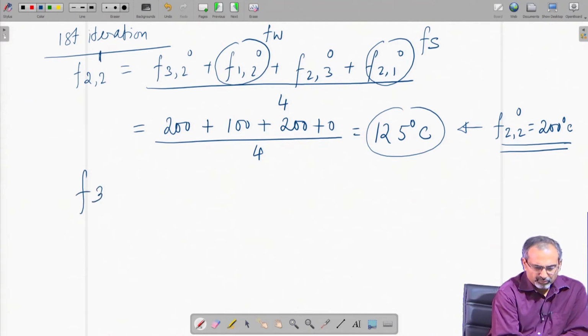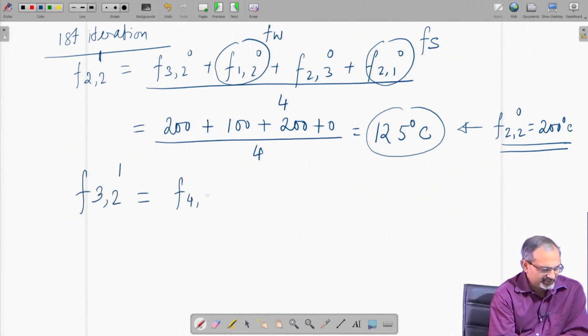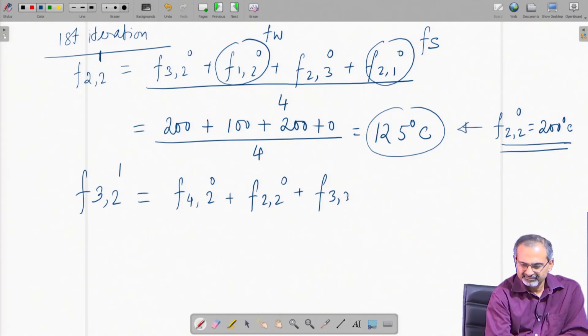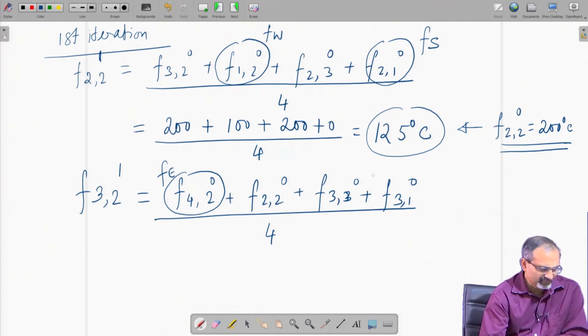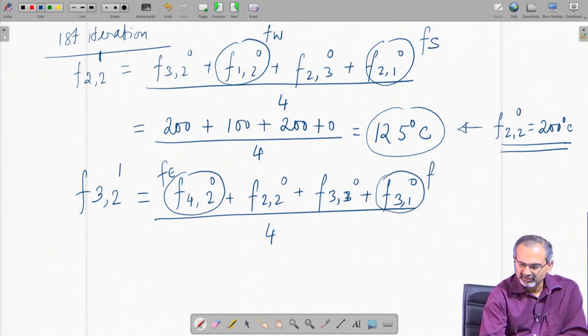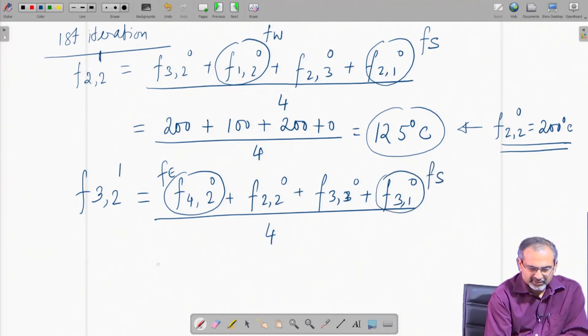If you go to point 3 2, then the calculations look like this. Again here you have the east boundary temperature and the south boundary temperatures, which are influencing the calculations.